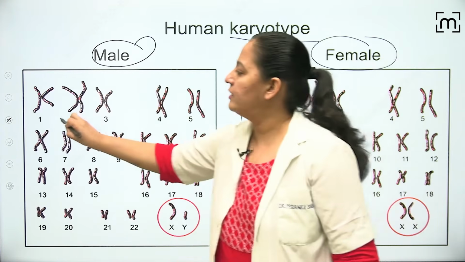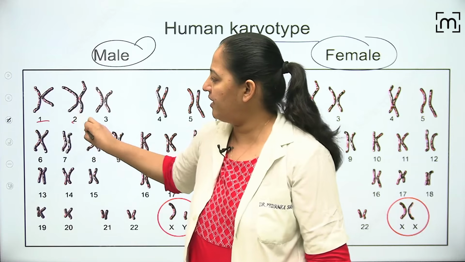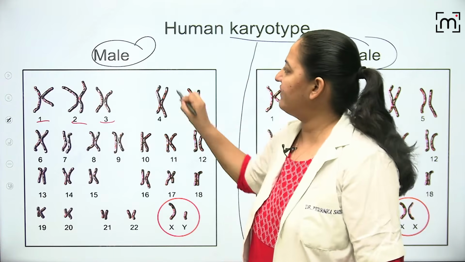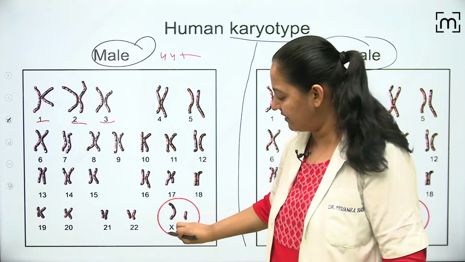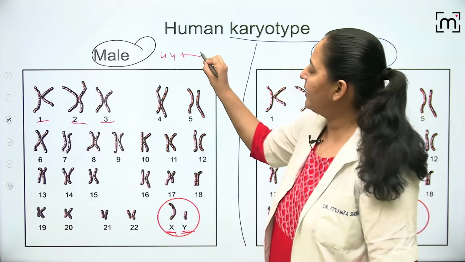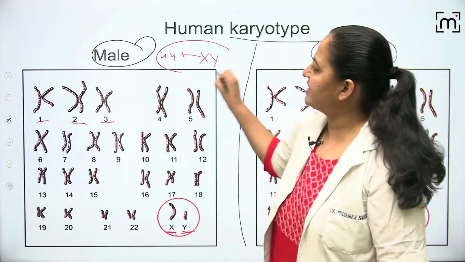Here, if you count, in pair number 1, it is 1, 2. In pair number 2, 3, 4. It is 5, 6, 7, 8. So total, you will find 44 plus, see the last pair. It is 1X, 1Y. So it is XY. So total 46 are like this.